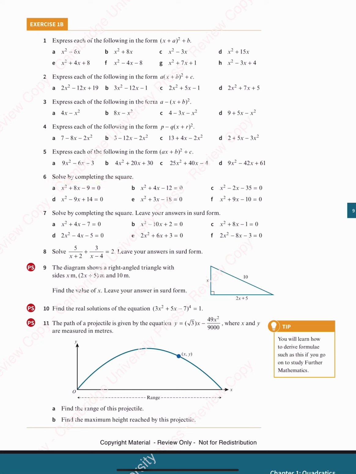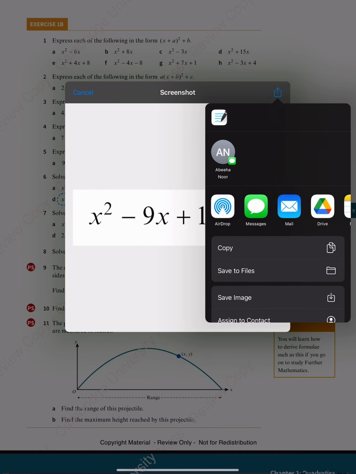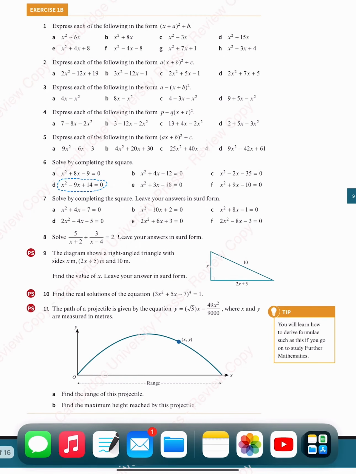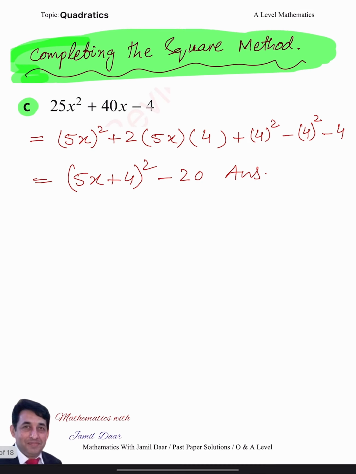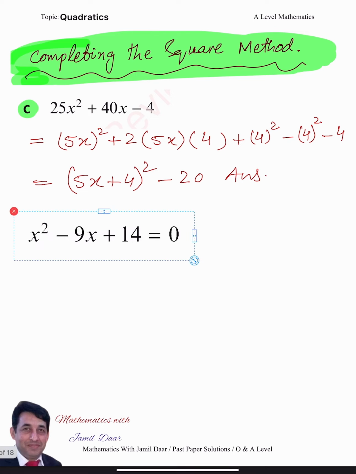Solve the following by completing the square. Now they are quadratic equations, and they are saying solve the following by using the completing the square method. So let me select one question. So I'll select this question, x square minus 9x plus 14 equals to 0. How can we solve this equation by using completing the square method? So we'll paste this. Let me paste it in here.